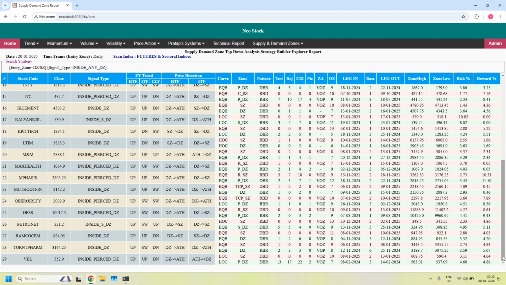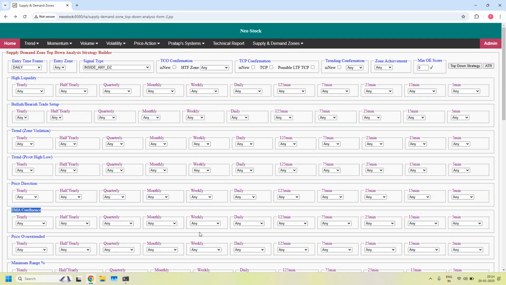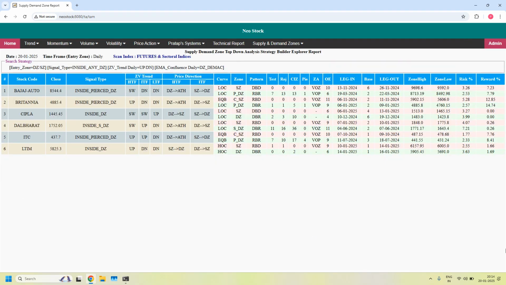Out of these 29, how many of these daily demand zones are having daily EMA confluence? Let us verify. In the EMA confluence, daily time frame, setting the filter, daily demand zone having daily EMA confluence, and the trend on the daily time frame should not be sideways. It can be up or down. Let's filter. Now the list has come down from 29 to 6. And these 6 daily demand zones are having daily EMA confluence, and current price closed inside these daily demand zones.